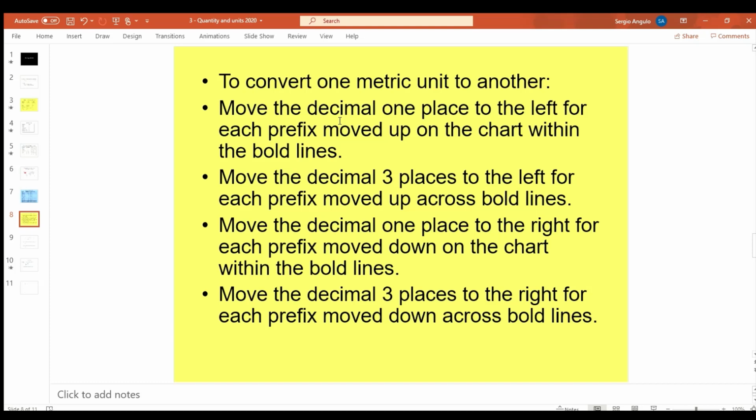So how do you convert one unit into the other? Real quickly, I'm going to go over this, and at the end, I'll just do some sample problems here. All right, so it says to convert one metric unit to another, you move the decimal one place to the left for each prefix moved up on the chart within the bold lines.